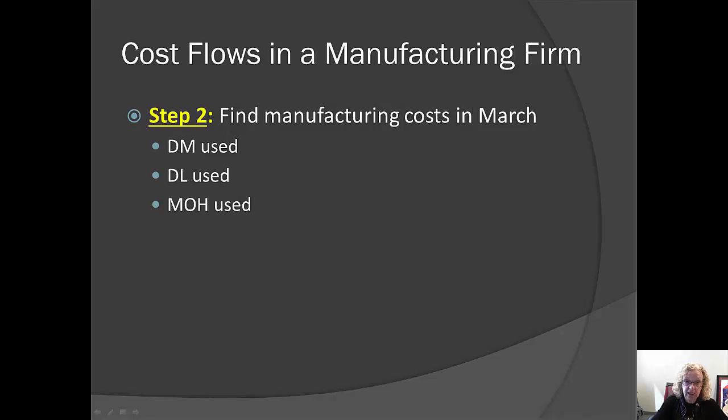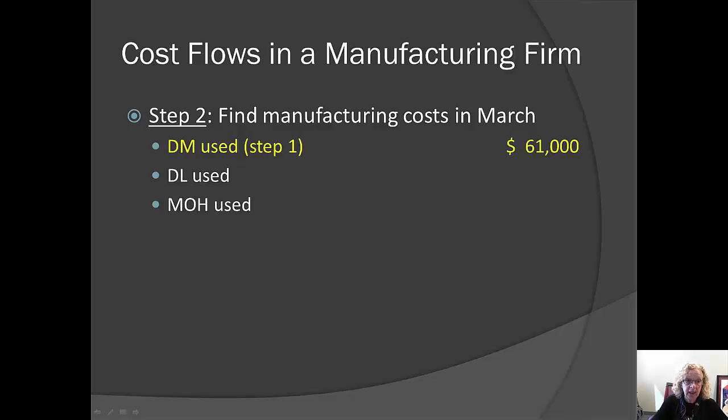Now we're ready to go on to step two and find the total manufacturing costs for March. We remember that we have three factors of production. Direct materials, we just figured out in step one. That was $61,000 worth of materials that got used.